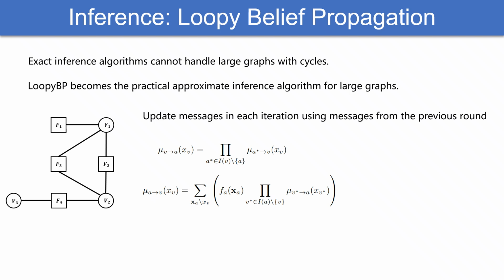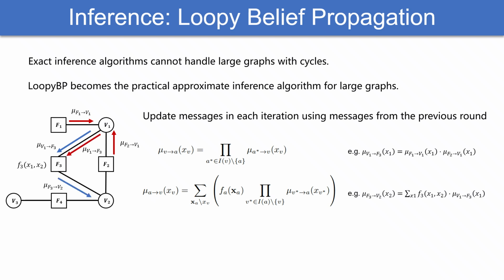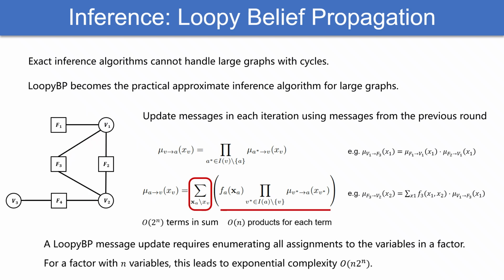These two formulas demonstrate how messages are sent between variables and factors. Specifically, the message from a variable sent to a factor is the product of the other messages it receives. For example, mu v1 to f3 is mu f1 to v1 times mu f2 to v1. Next, for a factor to a variable, it uses messages from other variables as their temporary marginal probabilities to sum over the factor function to calculate the message. For example, mu f3 to v2 is the sum over variable x1 of the factor function f3 times mu v1 to f3. This formula represents the main calculation process of loopy BP, also known as sum-product, which refers to this process of this product and this sum.